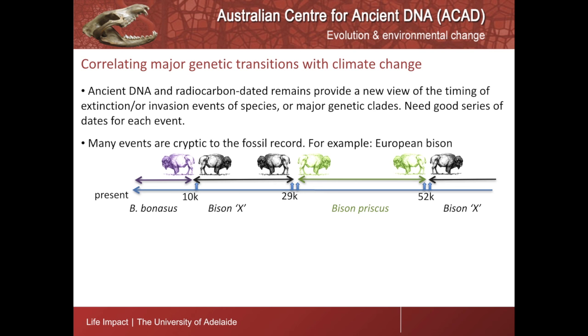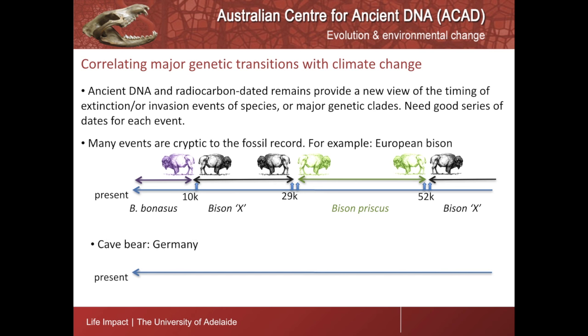Now that's between species, but you can also do it within one species. So cave bears in Germany are a nice example, where up until 32,000 years ago in Germany, you've got one particular genetic type or clade, which is suddenly rapidly replaced by another, which lasts only about that long until the whole species goes extinct. So similarly, we can look at this time point, that time point, and the third, and say, why? Why then? What's happening?